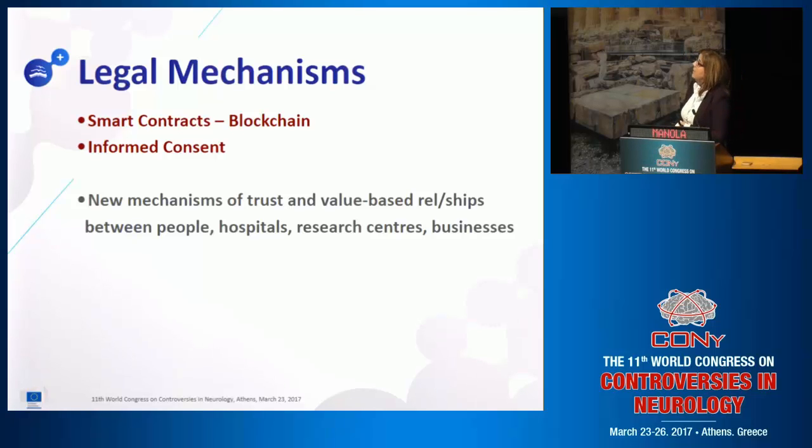First of all, there are legal and technical mechanisms. We are thinking of smart contracts and the blockchain. If you've heard of it, the blockchain is the technology behind Bitcoin: how to share data, not to anonymize, but how to share in a trusted way. We're talking about informed consent, but what we need to come up with, for sure, and this is very research-intensive, are new mechanisms of trust, of value-based relationships between people, hospitals, research centers, and business. And we have to work on all these relationships.